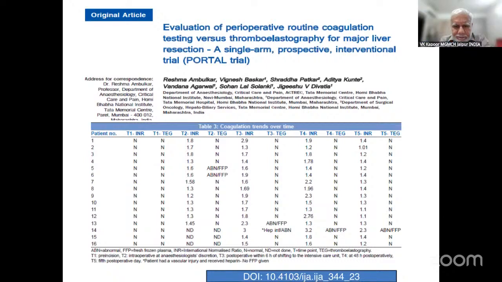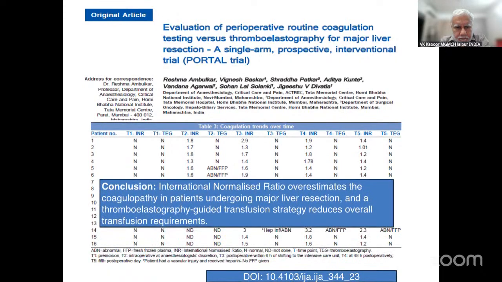Please carry on. Sir, they measured the routine coagulation tests pre-op, intra-op, 6 hours after shifting to ICU, then at 48 hours and on day 5. They saw that on day 1 and day 2, though the patients were hypocoagulable on the basis of INR, they had normal TEG in the majority of patients. If INR was more than 1.5 and TEG showed an abnormal value, then only did they transfuse blood products. So they concluded that INR always overestimates coagulopathy in patients undergoing major liver resection, and the TEG-guided transfusion strategy reduces overall blood transfusion requirement.